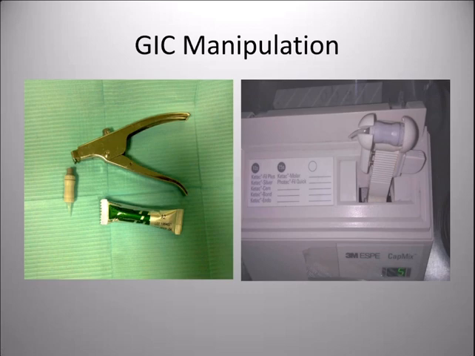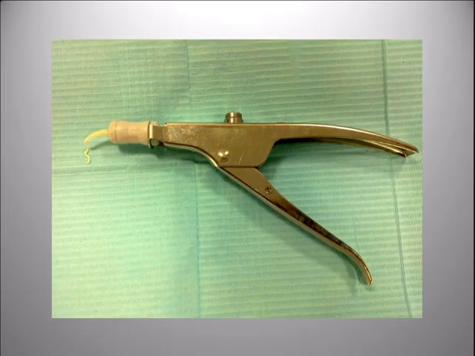We have a GIC activating gun in which we place the capsule. We activate it using an activator for 5 to 10 seconds, based on the instructions, as different companies have different mixing instructions. Some say 5 seconds, some say 10 seconds. We will show you how to do this, so don't worry. This is now very easy for you guys.